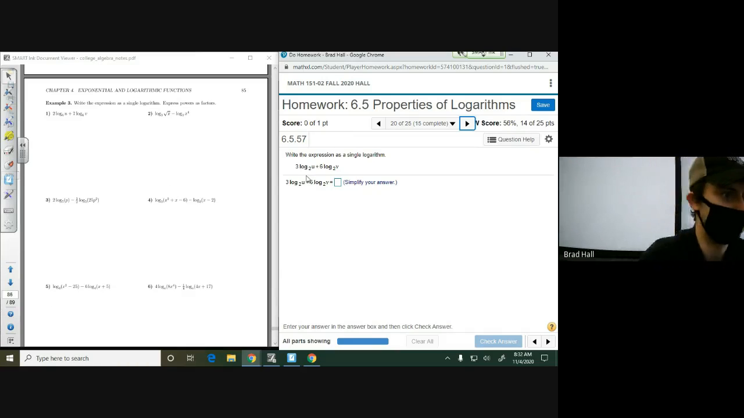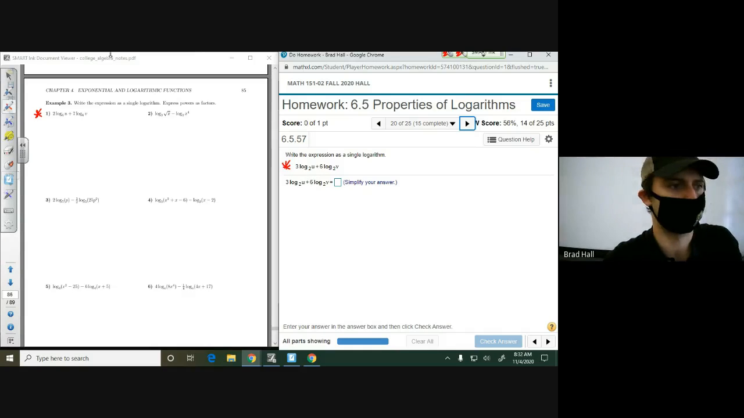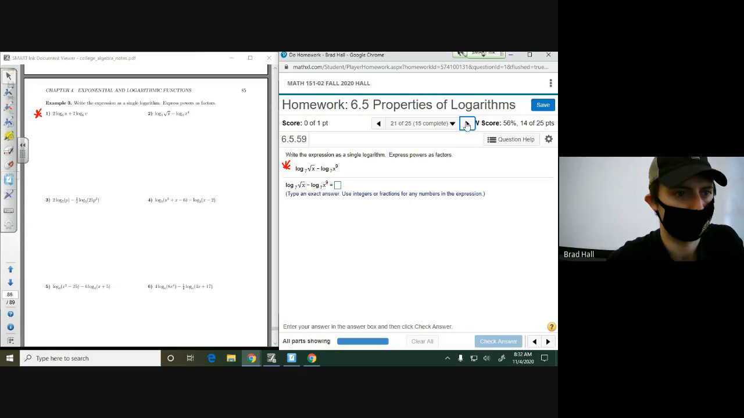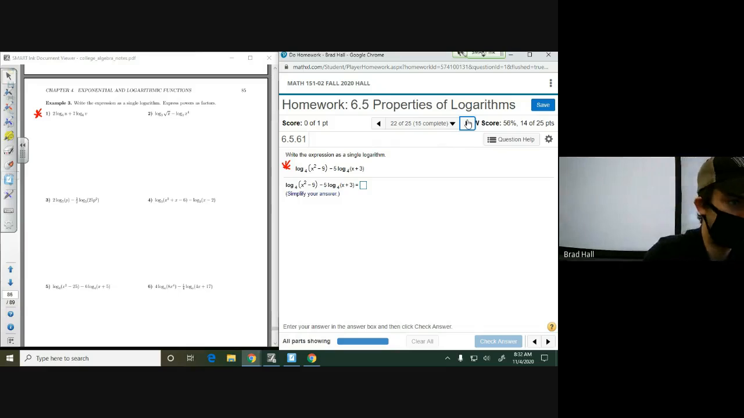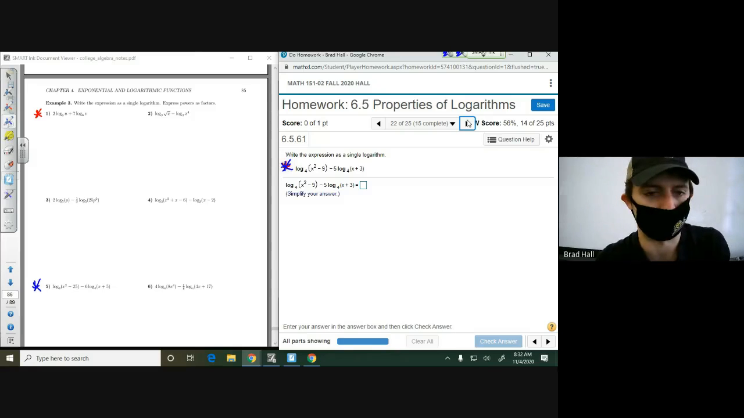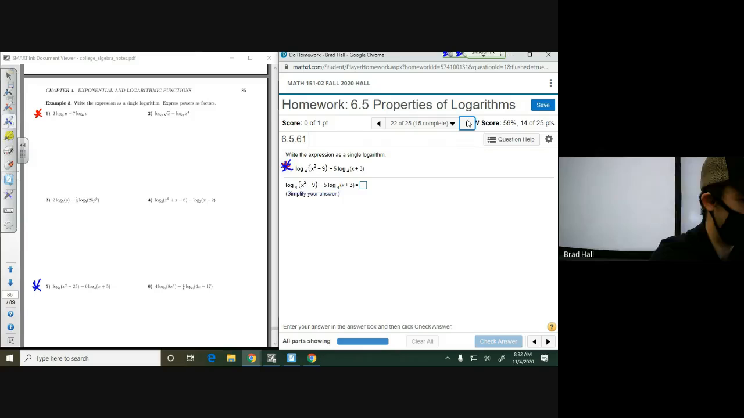This one right here, you may notice, corresponds to part 1, so I'm going to skip that one. This one corresponds to part 2. This one actually corresponds to part 5. As you can see, there is a difference of squares. In fact, I'll just work this one out.